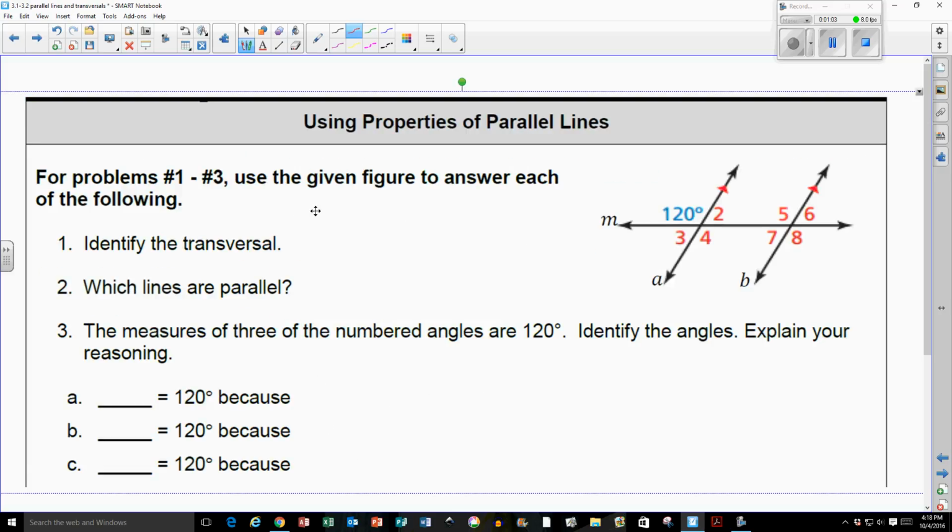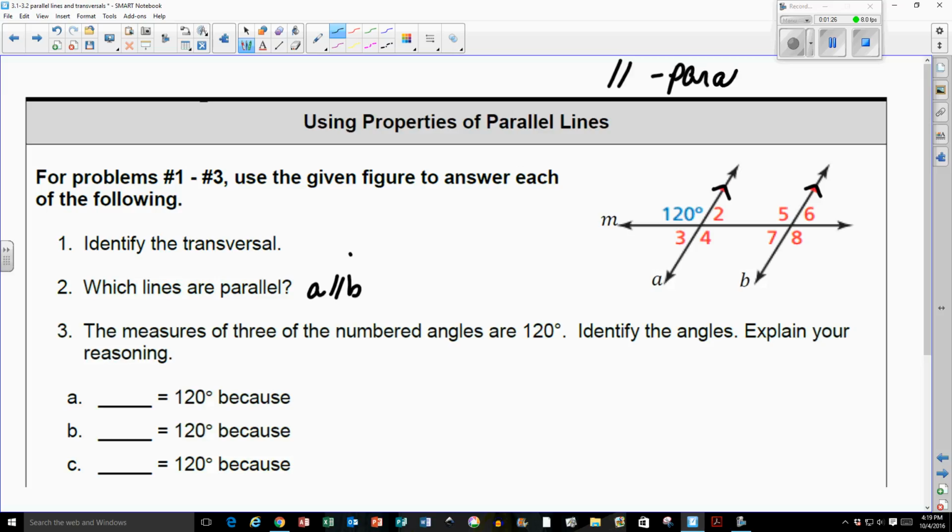1, 2, and 3. Use the given figure to answer each of the following. So identify the transversal. Well, since these little arrows right here that you see tell you that these two lines are parallel, A is parallel to B, and this is the symbol for parallel. So if these two are parallel, then that makes M a transversal. And notice you've got this one angle that's 120 degrees. Well, we're going to find the other 7.